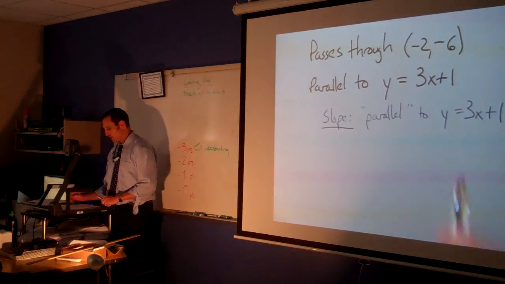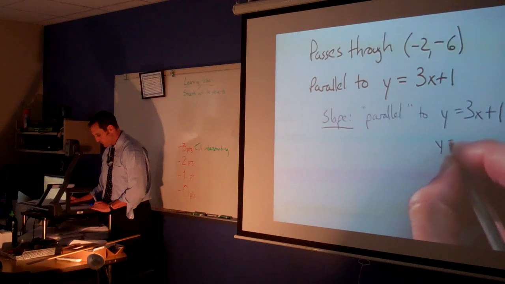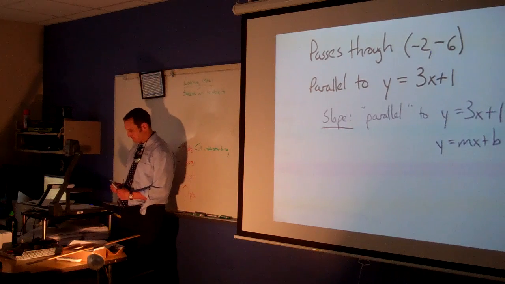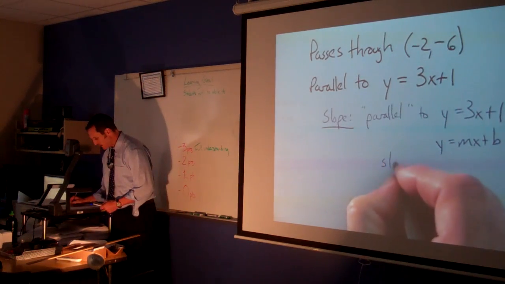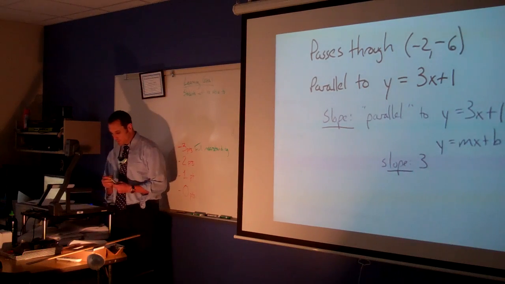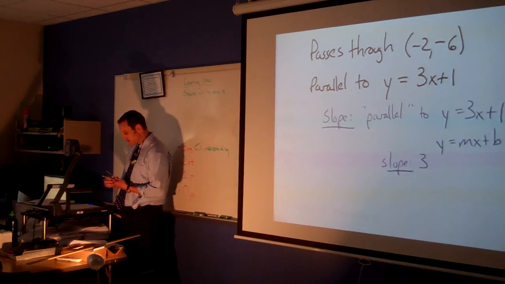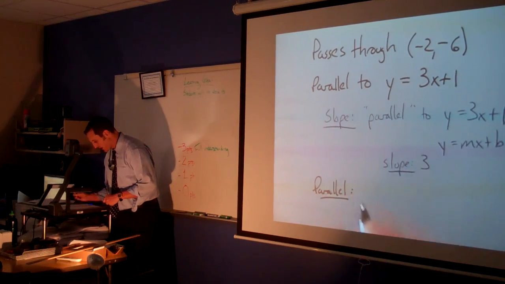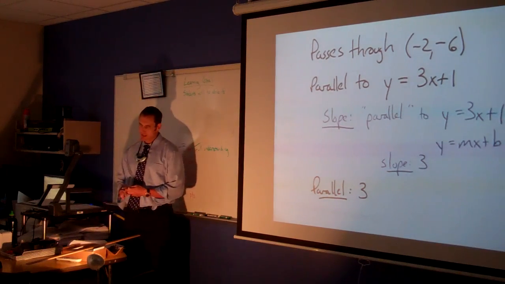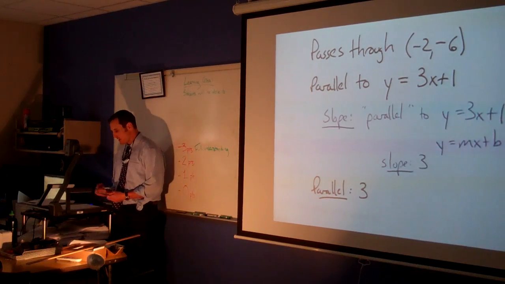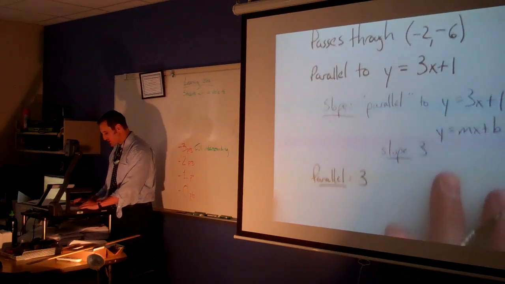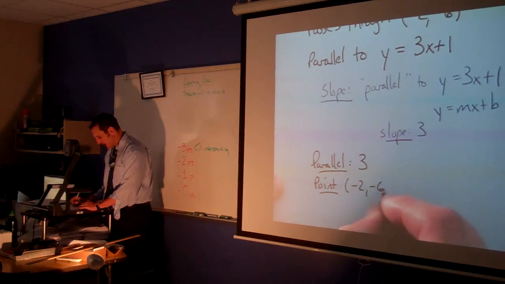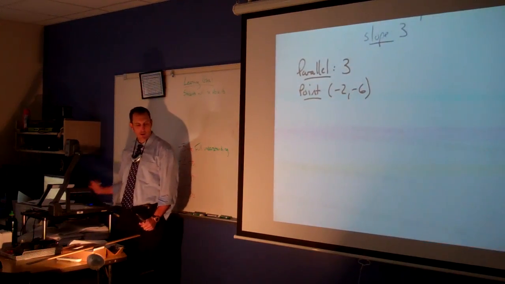So what we're going to do is find the slope of this line and use that as our slope. This line is in slope-intercept format, so this slope is 3. And since we're dealing with parallel, the parallel slope is also 3. So the slope we are using to write our equation is 3. See all the pieces we have to put together. We also need a point to write an equation, and we were given the point -2, -6. And now we're ready to write an equation.